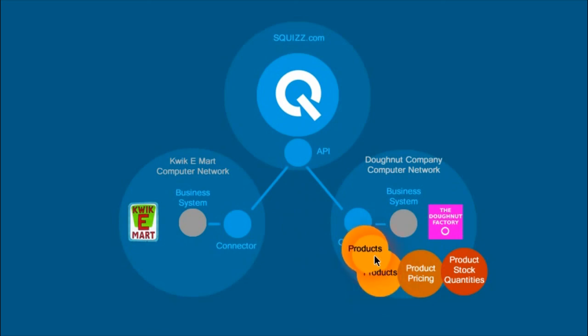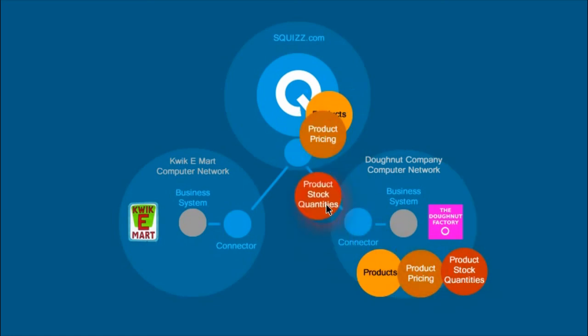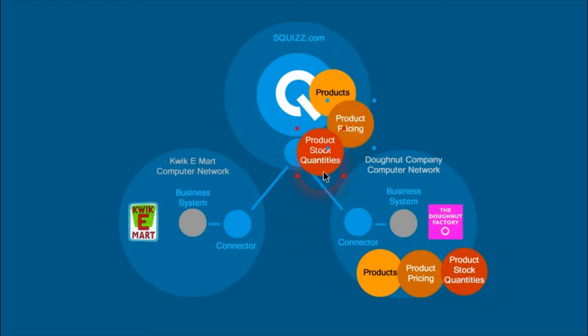So in this case, the data would flow through the connector, in through the API and into the Squiz.com platform where it can then be purchased. And this happens for the pricing and the stock quantity availability. Now, if Quickie Mart has made a connection to the Donut Company, then it can be allowed to pull this information down and retrieve the information and push it down into its own system.